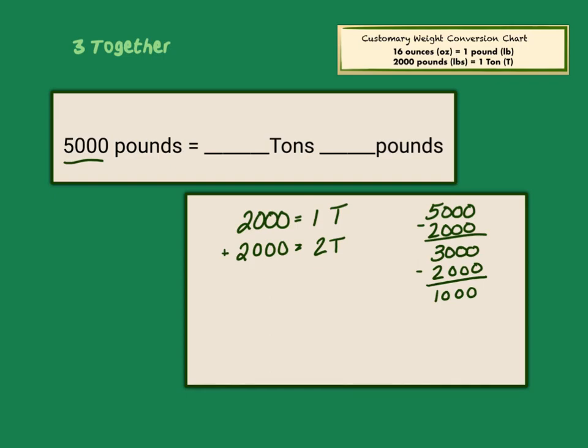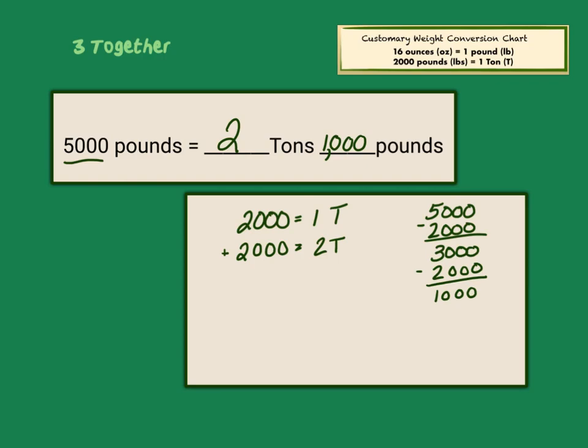Now, there is not enough poundage there to get back up to another ton. 1,000 pounds is not enough to make another ton. So here, in my answer, I have 2 tons, but I'm still going to have those pieces of pounds left over. So I would end up with 2 tons and 1,000 pounds.